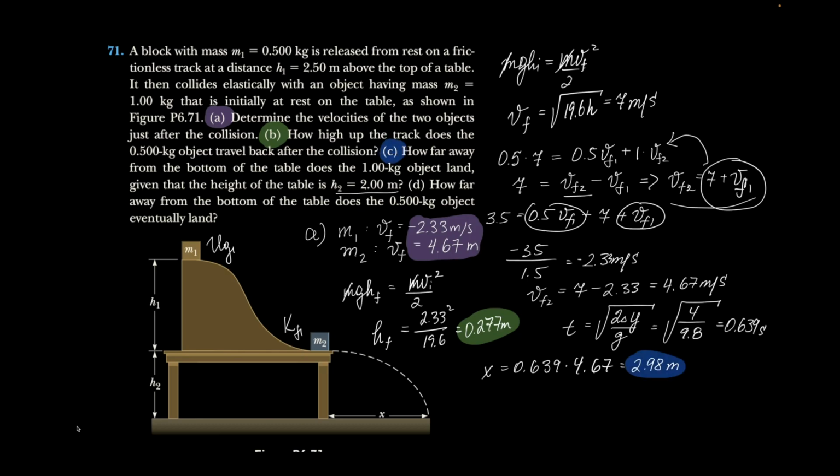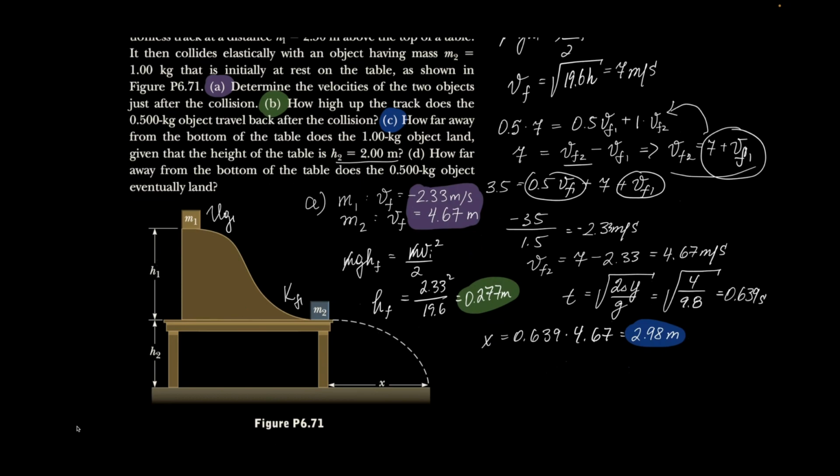Question D, how far away from the bottom of the table does the 0.5 kilogram object eventually land? Because this surface right here is frictionless, it goes back with 2.33 and rolls back again with 2.33. So it's the same time, which is 0.639 times the 2.33. The second one is going to land 1.49 meters away from the edge.